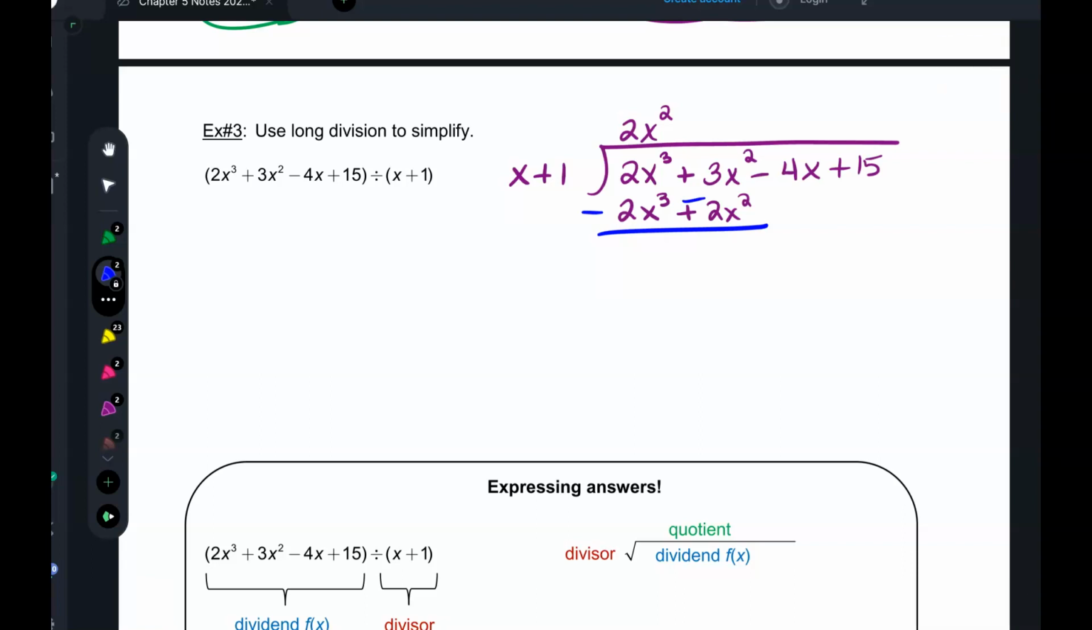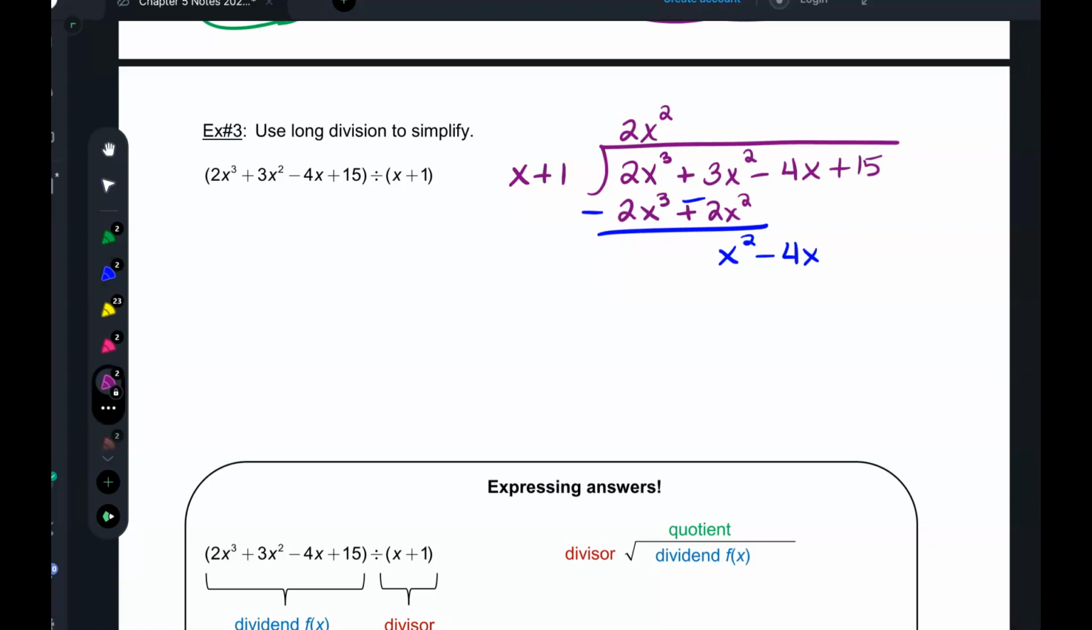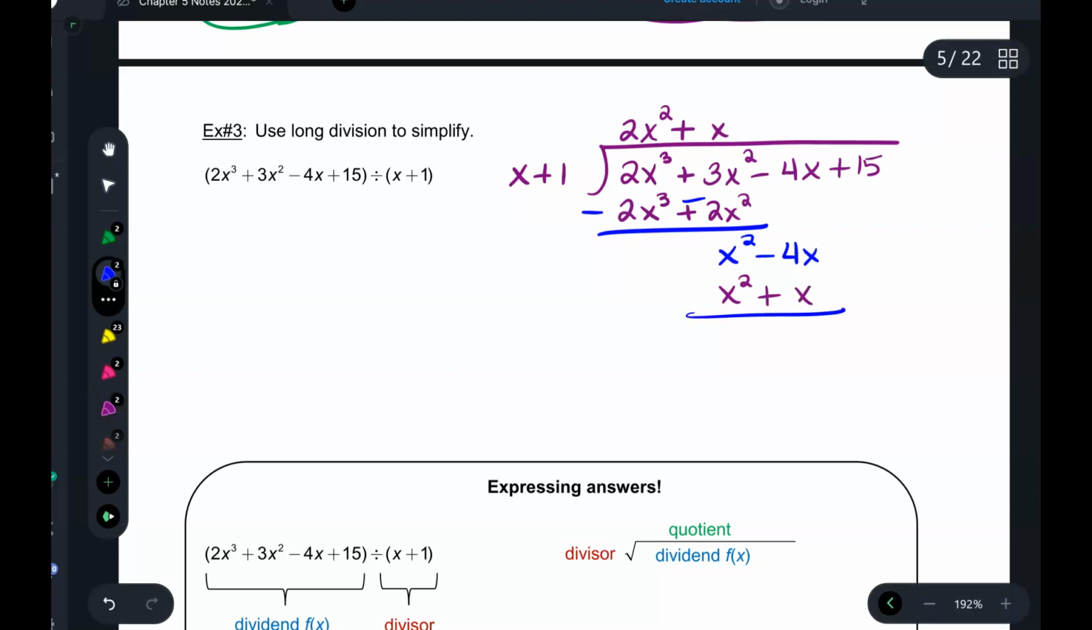Obviously, the first ones we want to cancel. What's 3x squared minus 2x squared? Just 1x squared. Bring down the minus 4x. And then on top it would be plus 1x, because you need to be able to cancel this, so you need to get the same thing. So x squared plus x. Draw the line, change the signs, and combine.